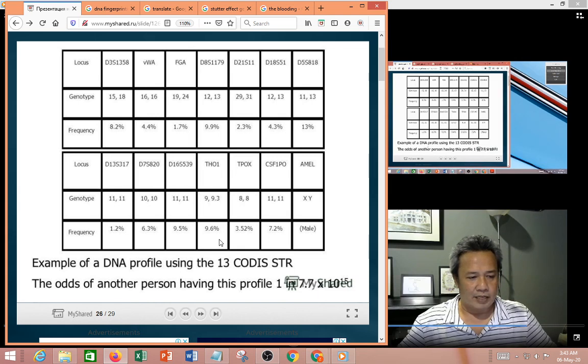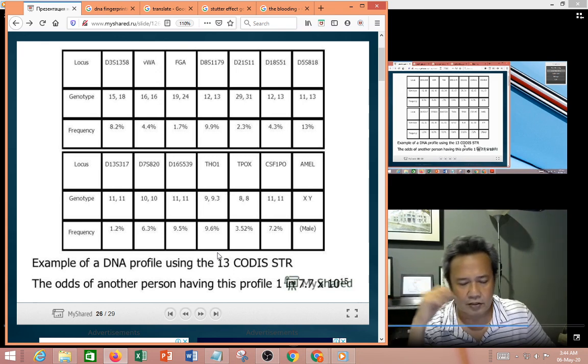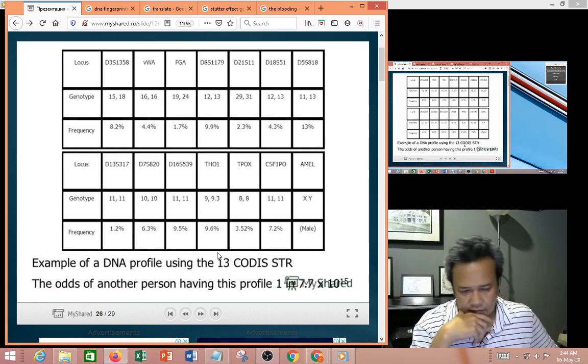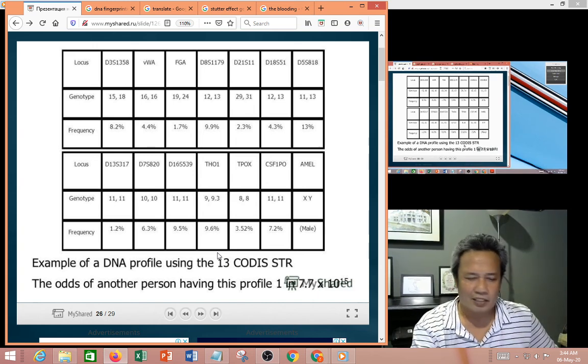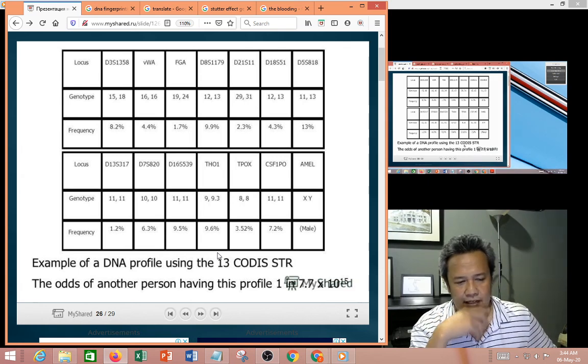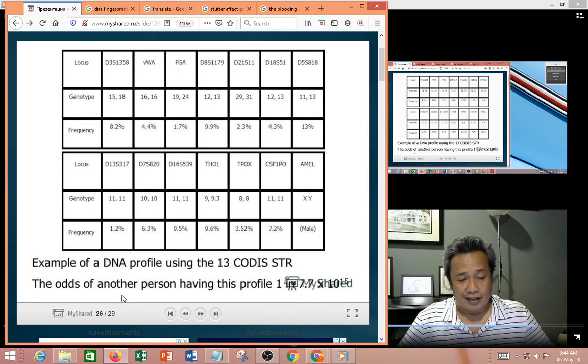So this is an example of a DNA profile, with just the 13 CODIS loci. CODIS is a combined DNA index system, a combined database of identification system, something like that. This is used by the FBI. I'll show you in a little bit what these are. And the odds of another person having this profile, it's not very clear here, but it says 1 in 7.7 times 10 to the power of 15.